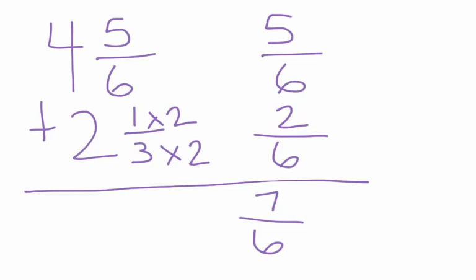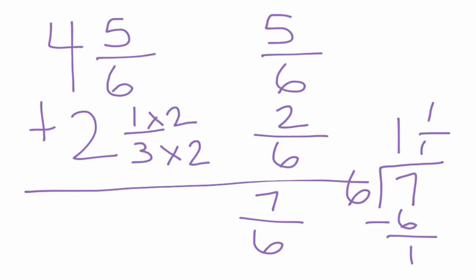What I need to do is make it a mixed number. So I'm going to divide, like we did in the previous lesson. 6 goes into 7 once. My remainder is 1. That becomes my new numerator. So now I have 1 and 1/6. Plus, I need to add the 4 and the 2. So that's 6. Therefore, my new answer is going to be 7 and 1/6.